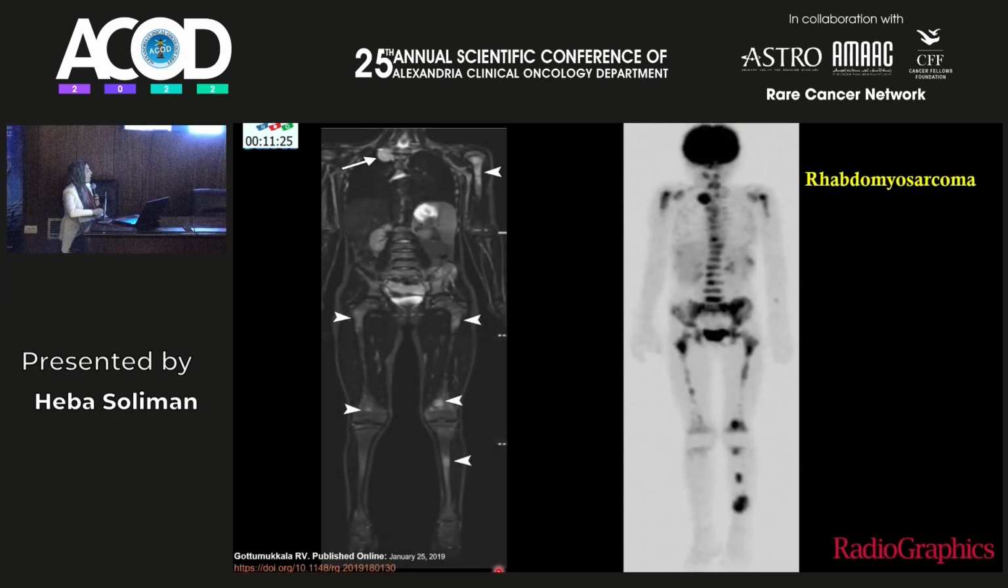This is a 9-year-old case of rhabdomyosarcoma, which was metastatic to the appendicular skeleton, including the humerus, both femora, and both tibia. And this is a conventional MDP bone scan, which shows the corresponding lesions.